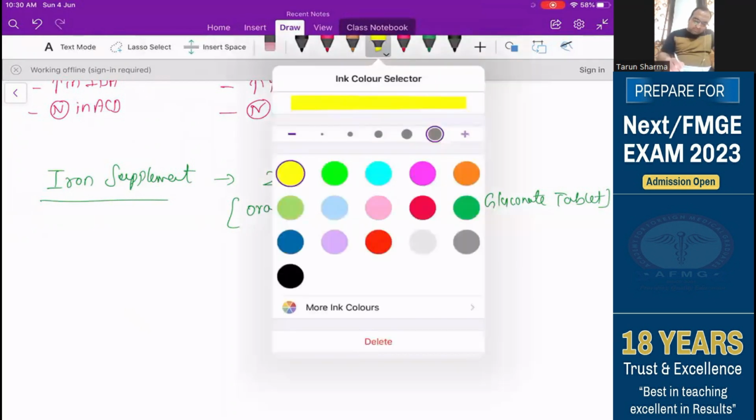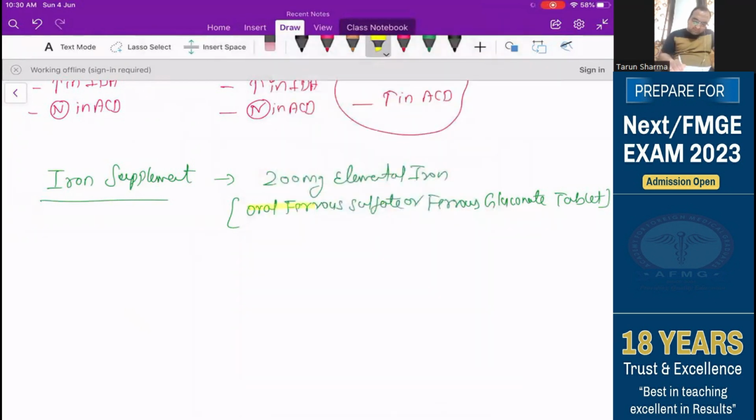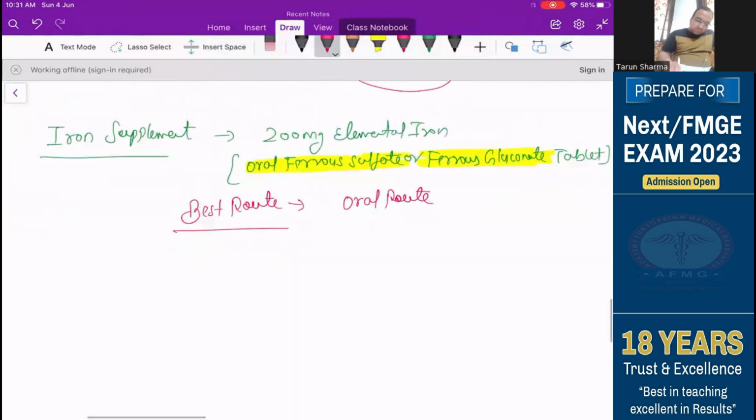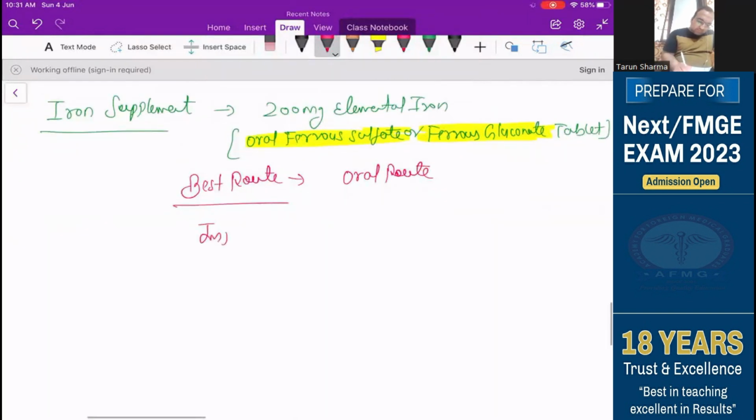Lots of different iron preparations are available in the market, but one of the very good tablets are these two, ferrous sulfate or ferrous gluconate tablets. What is the best route for giving the iron supplement? That is the oral route. Always the oral route will be the best. Okay, so can we give injectables also? Yes, injectable forms are also available.